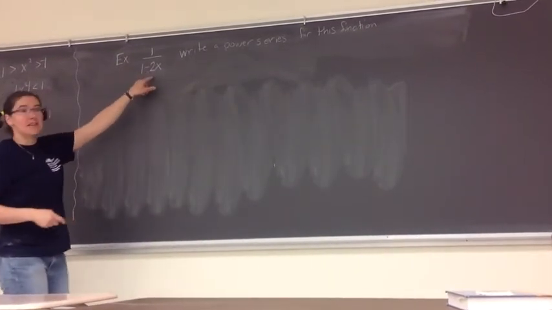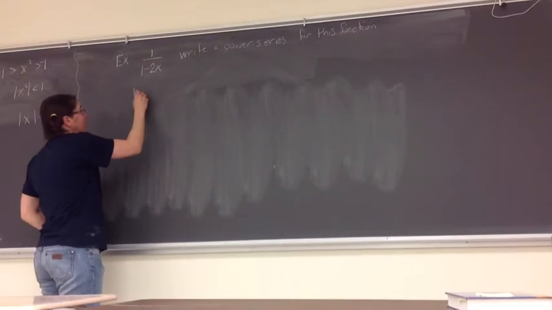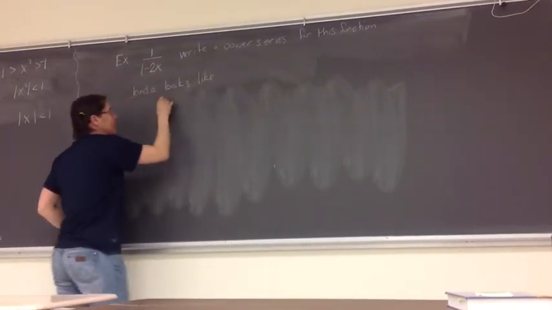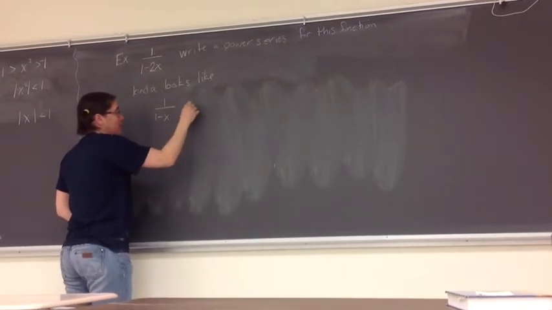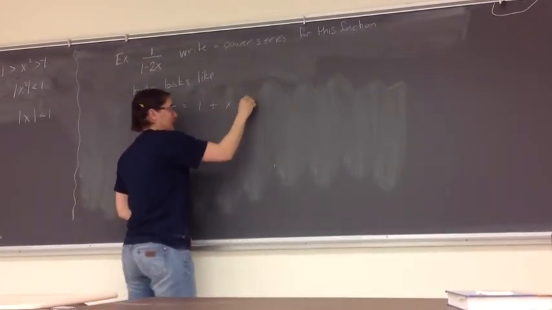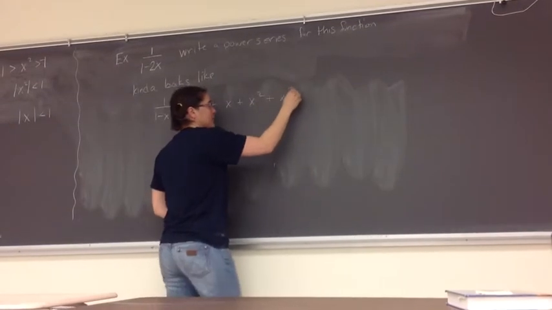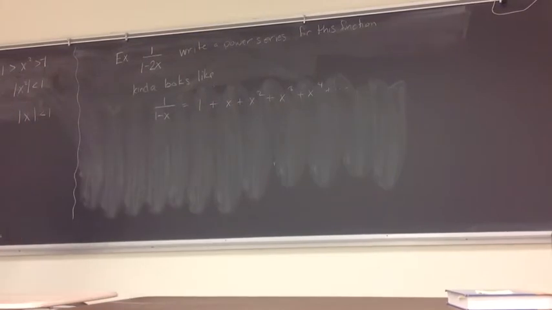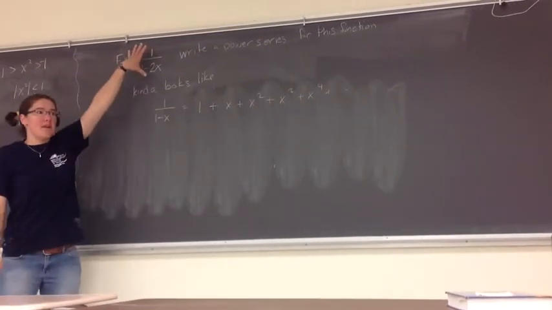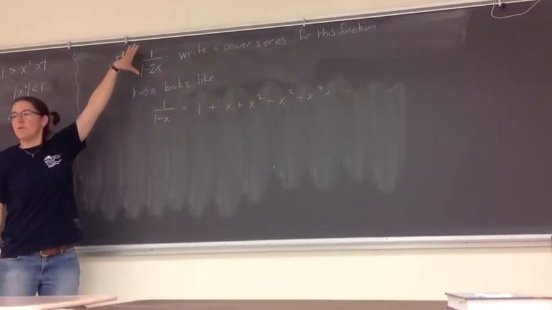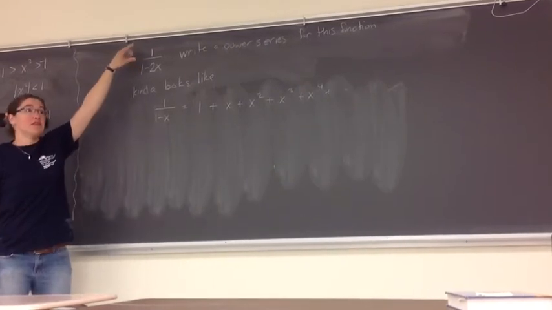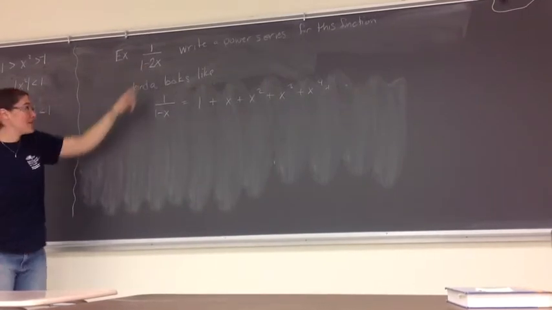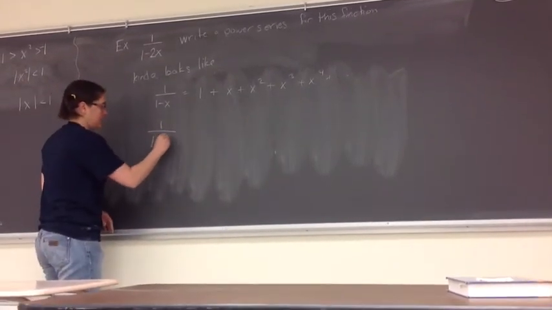And so when I look at this, this kind of looks like 1 over 1 minus x, which we know is 1 plus x plus x squared plus x cubed plus x to the 4th plus etc. And so what I'd like to do is make this guy look like 1 over 1 minus stuff. And so in this one, this is actually a lot easier, right? Because I already have my minus sign in here. And so my stuff is my 2x.